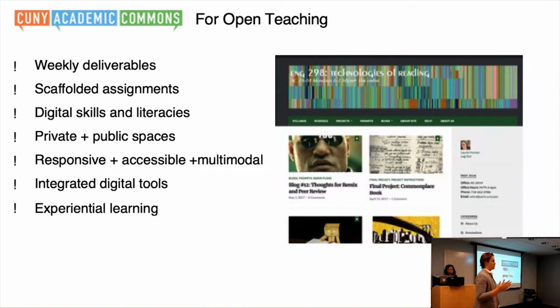The Commons is responsive, so we know a lot of students are looking at their coursework on their phones. So the Commons can be designed so it looks good on a phone, looks good on a tablet. It's built to be accessible, so if students are using screen readers, it's good for that. And you can integrate other digital tools. Professors have used Google Maps and different sorts of audio on the Commons and integrated it right into their course site. And it also allows for experiential learning.